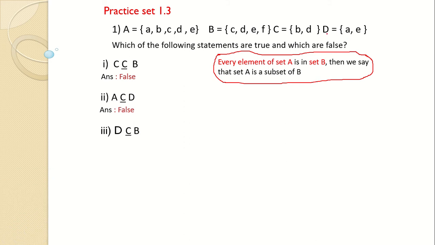D has got elements A and E, and B, of course not. B has got 4 elements here, A and E. Now, D is subset of B? We have to check. So D has got A.